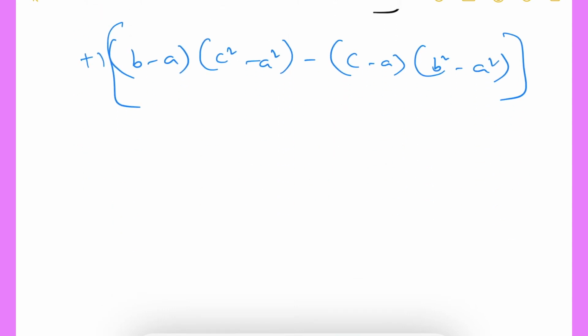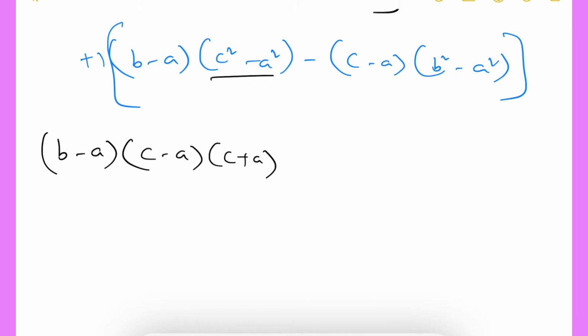Okay, now let us simplify this further. Plus 1 is not necessary because 1 into anything is the same only. So now we remain with b minus a into c square minus a square. That c square minus a square can be written as c minus a into c plus a, square minus b square formula, minus c minus a as it is into b square minus a square, which can be written as b minus a into b plus a, square minus b square formula.